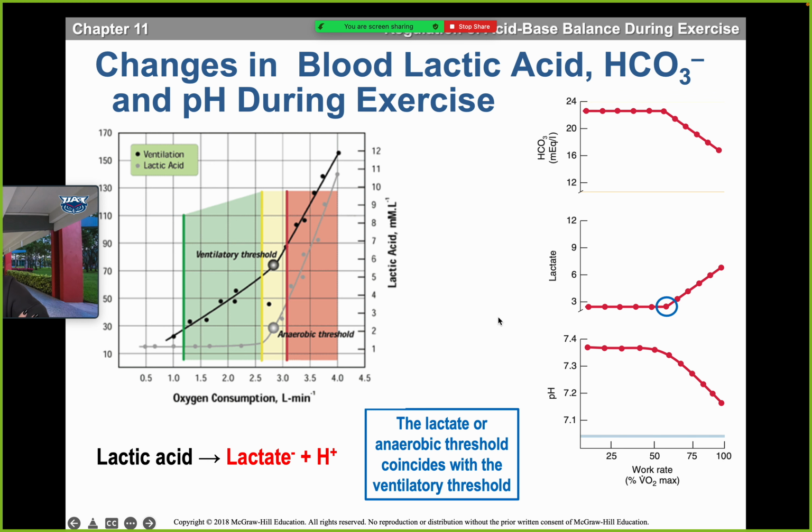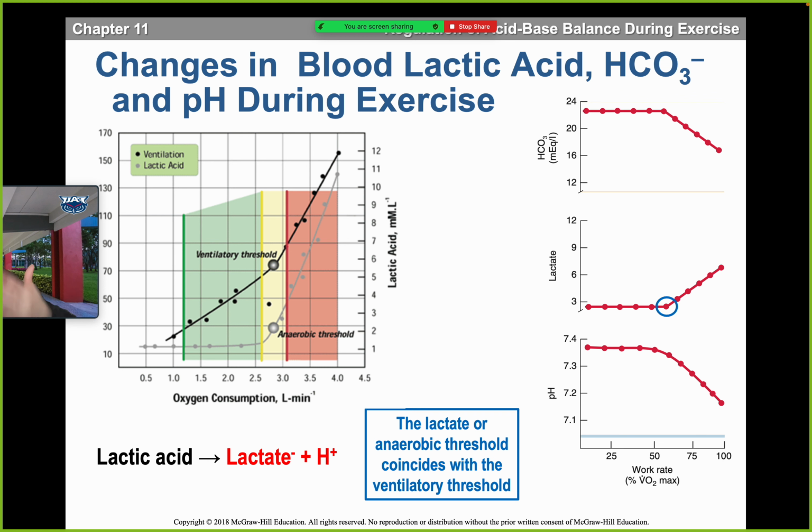But just to go back to this concept, the lactate or anaerobic threshold coincides with the ventilatory threshold. Why? Because our ventilation needs to kick in to assist the bicarbonate buffering system. When it converts all of that bicarbonate to carbon dioxide, we need to blow it off by increasing ventilation. So right around where we hit the lactate threshold, it says anaerobic threshold here, but we're talking about the lactate threshold, right around the same time that we hit the lactate threshold, we hit the ventilatory threshold.